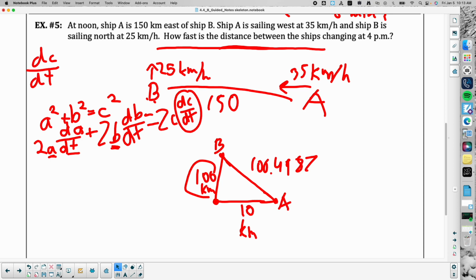That means our DB/DT is 25 kilometers per hour. So let's just fill that in real quick. Okay, I'll stop you there because it's starting to get crowded and clogged.